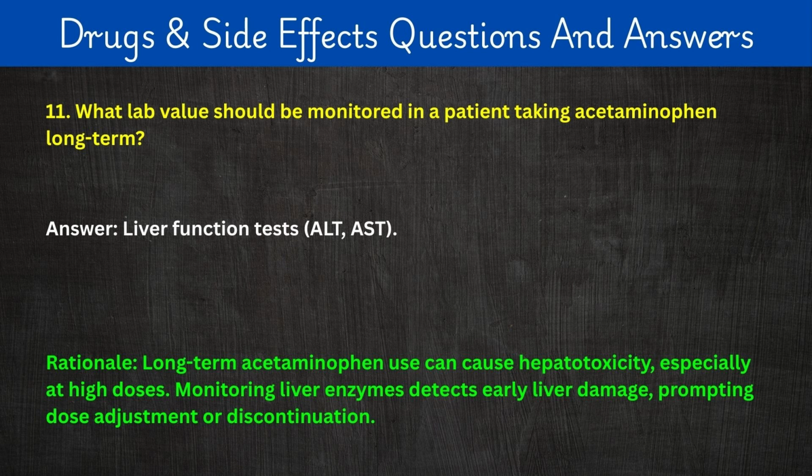11. What lab value should be monitored in a patient taking acetaminophen long-term? Answer: liver function tests, ALT and AST. Rationale: long-term acetaminophen use can cause hepatotoxicity, especially at high doses. Monitoring liver enzymes detects early liver damage, prompting dose adjustment or discontinuation.